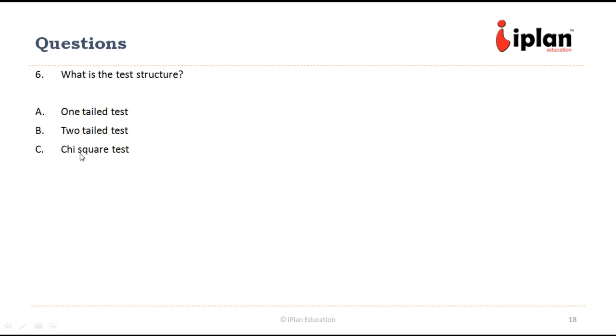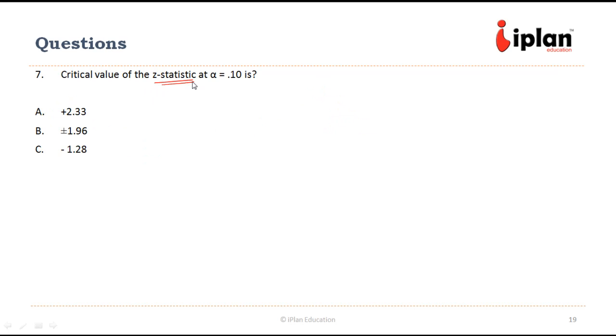Let us move to question number 6. It says what is the test structure, whether it is one-tail test or two-tail test or chi-square. We know it is not chi-square test, definitely it is a z-test. What was the null hypothesis? Mu is greater or equal to 30. Alternative hypothesis was mu is less than 30. So obviously this is a one-tail test. Option A is correct. Let us move to question number 7.